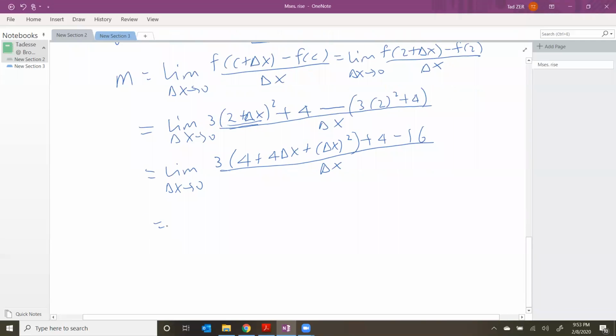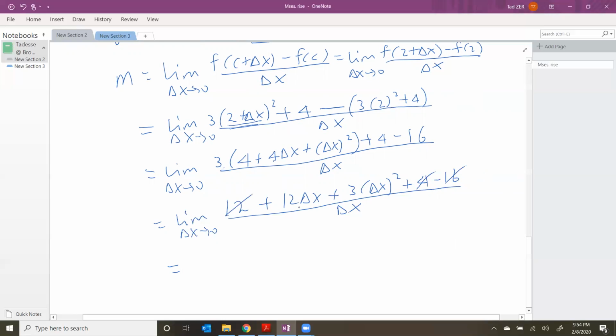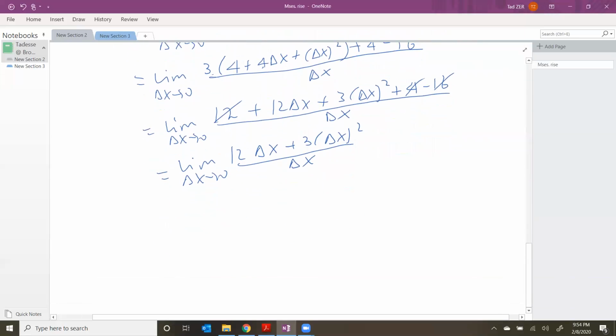0. So this is equal to the limit of 3 times 4 is 12 plus 3 times 4 delta x is 12 delta x plus 3 times delta x squared is 3 delta x squared plus 4 minus 16 divided by delta x as delta x goes to 0. Now let's simplify it. 12 plus 4 is 16. 16 minus 16 is 0. So this cancels out. So what's left? Limit of 12 delta x plus 3 times delta x squared divided by delta x, as delta x goes to what? 0.